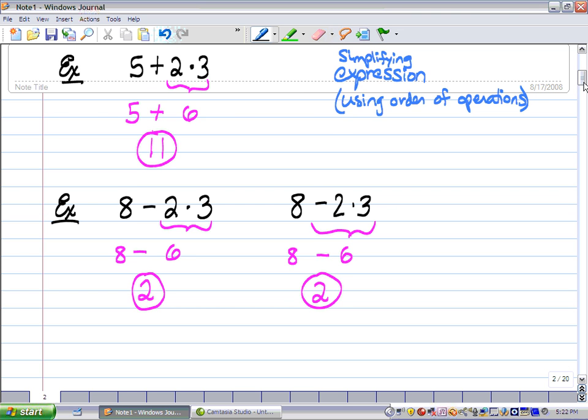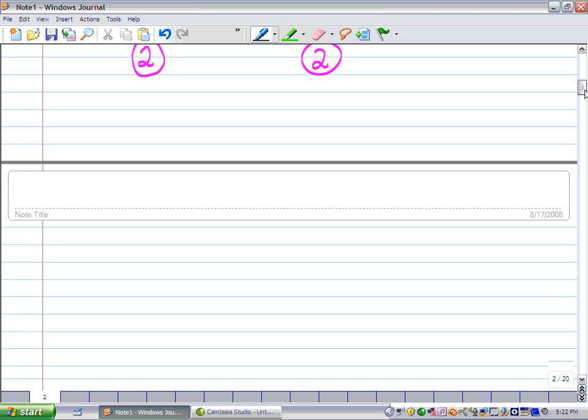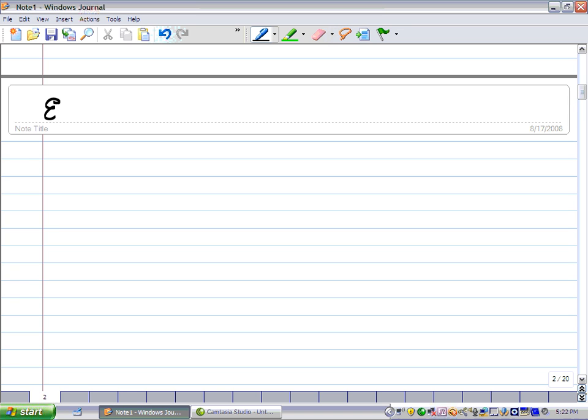Okay, so let me give you an example to try. 5 minus 4 times 3. So you try that one. Why don't you pause this, work it out, and then when you're done, start it up, and I will work it, and you can see if you have done it correctly.